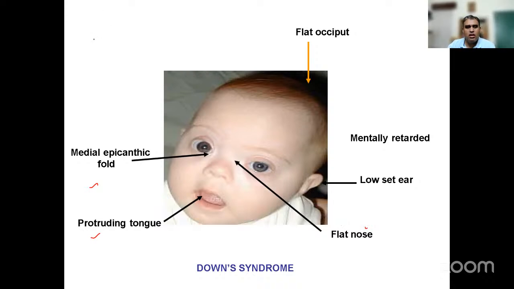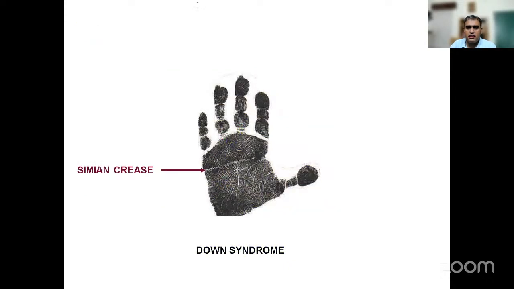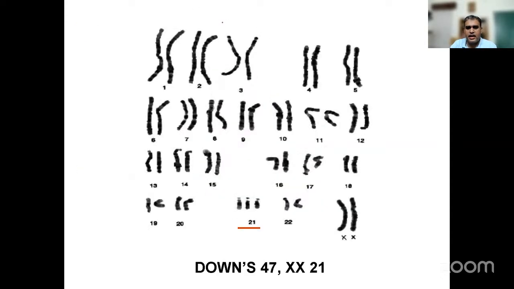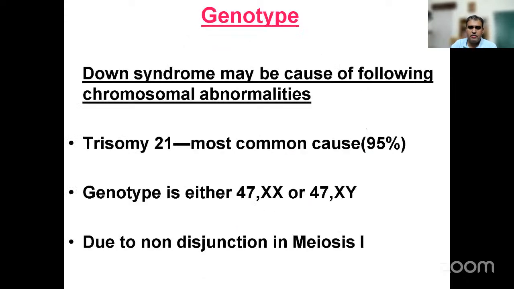And do remember, these are all facial things, no? But remember the CVS defects. That is the one which, as a clinician, as a doctor, you should know. Okay, but if I'm seeing a child of Down syndrome, I should take a history of the CVS. I should put my stethoscope and listen for any defects or not, right? So do remember that. Okay, simian crease is Down syndrome, you can understand. And there's a karyotype, you can see trisomy 21 over here, right?